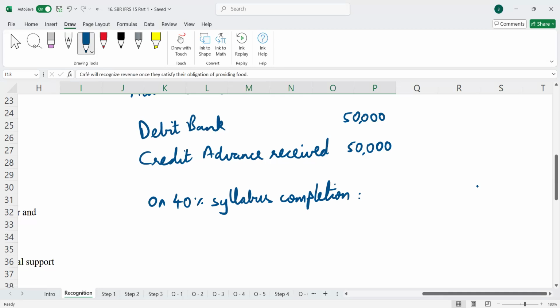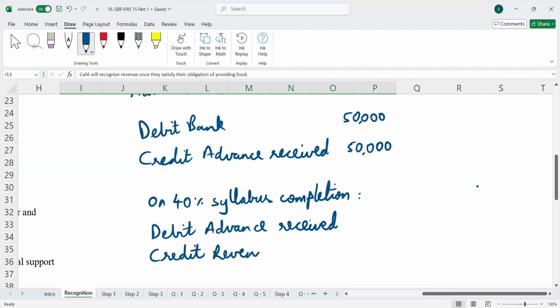On 40% syllabus completion, I will record the entry as debit advance received, credit revenue. Amount will be 40% of 50,000, that is 20,000. Understood? So this is how we do. Now, let us say I am done with another 40% syllabus completion. So I will pass the same entry again for the amount 20,000. And once 100% is done, out of 50,000, I have recognized 40,000 as my revenue.